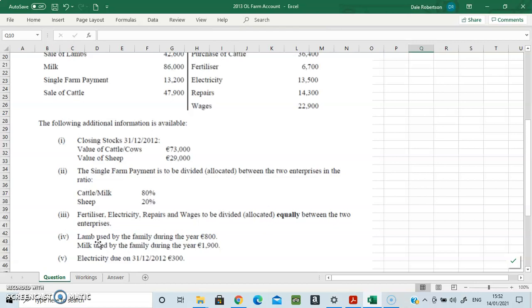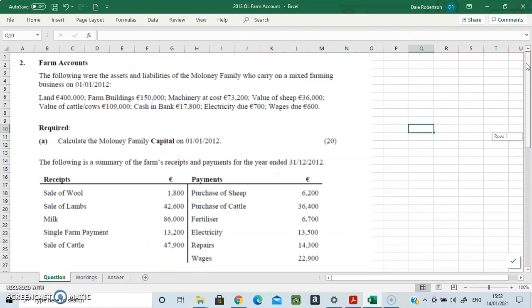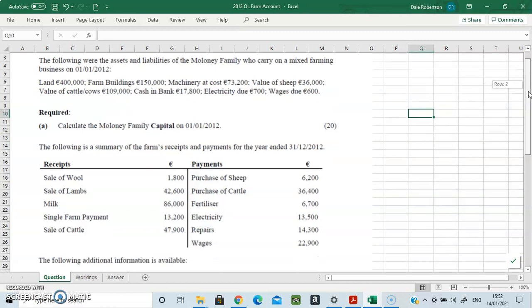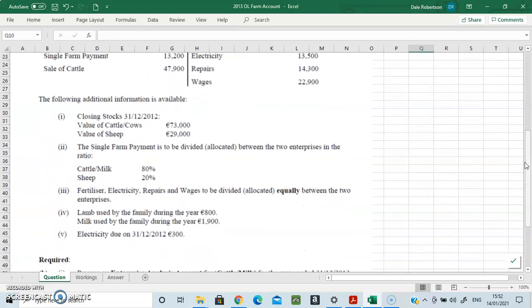Here, this is drawings: lamb used by the family during the year, so they kill some of their own lamb and consume it, and milk used by the family for their own use during the year. Those are both drawings. And then we have electricity due as well, which of course is an expense due at the end of the year, and will need to be added on to the electricity working. So the first task we have to do, just like in club accounts or in service firm accounts, is that anything which needs our attention in the top sentence or indeed in the end of question adjustments needs to be done first in the workings. Then we'll piece together the question afterwards.